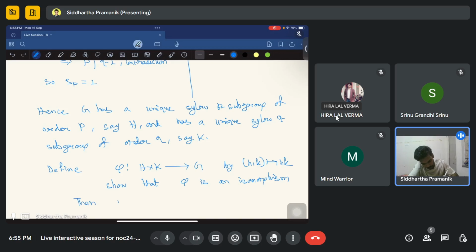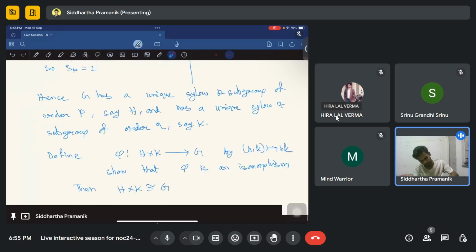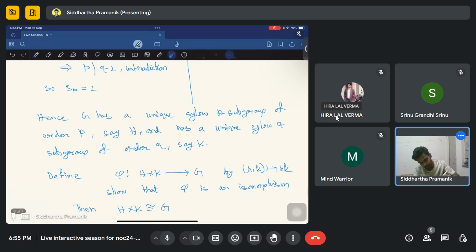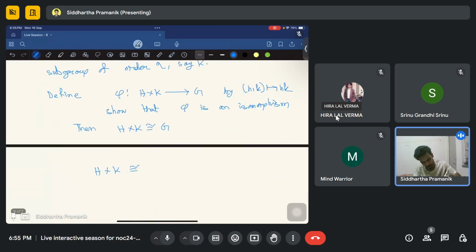So then it will follow that H cross K is isomorphic to G. But what is H cross K? H has order P, so it is isomorphic to Z mod PZ. And K is of order Q, so it is isomorphic to Z mod QZ.